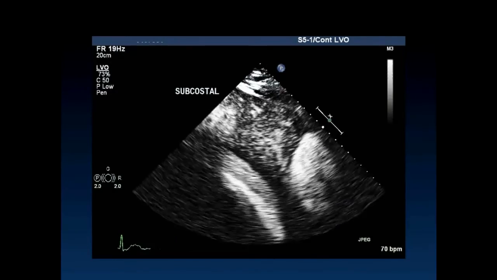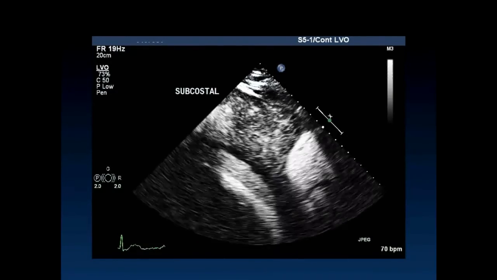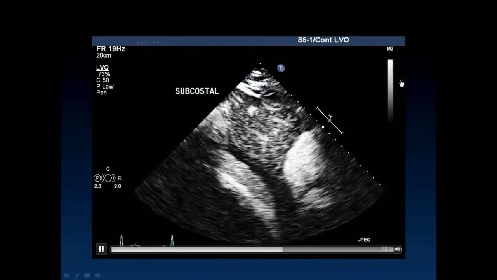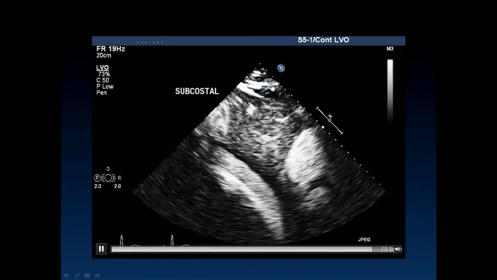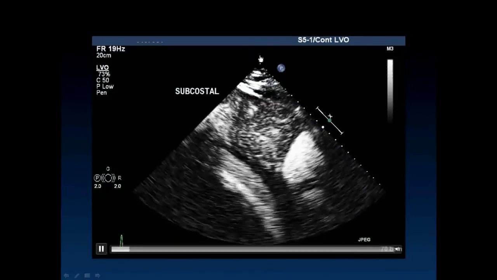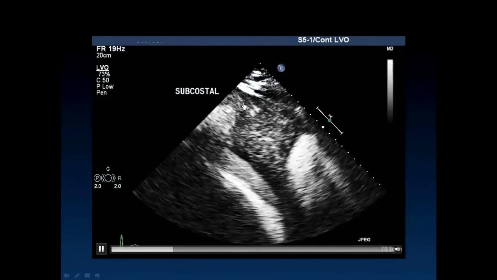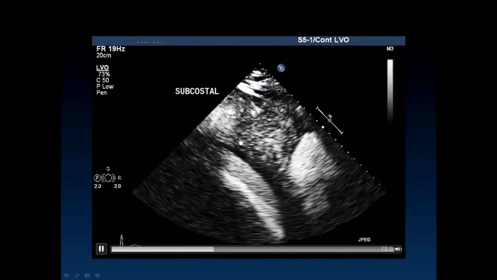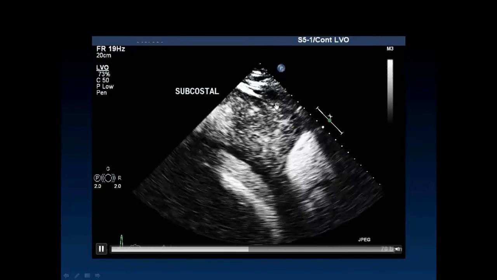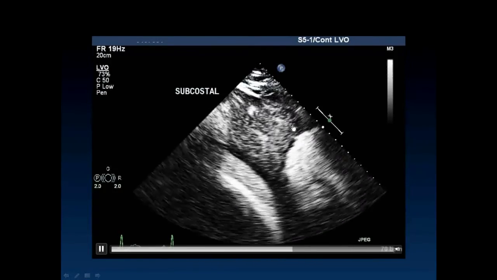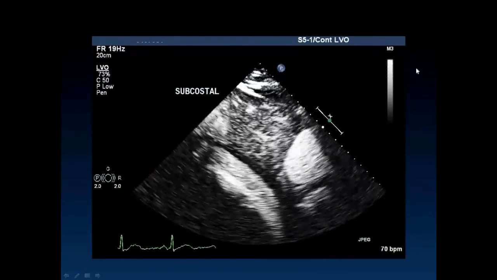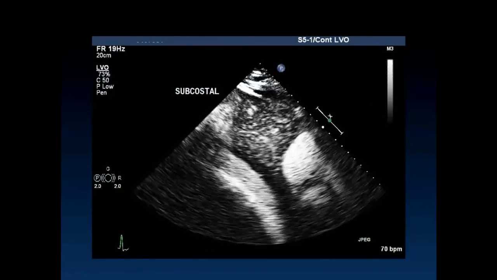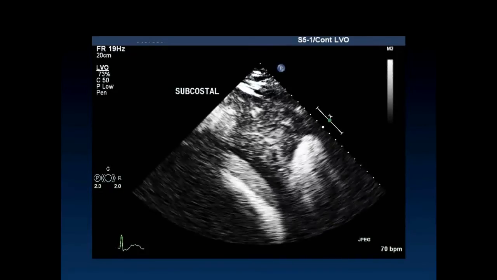After contrast was administered, you can actually see that there is very, very bright contrast signal in the lower part of the aorta, which is the true lumen, and a darker area with no contrast, which is the false lumen. So this is a patient with a chronic type B aortic dissection.